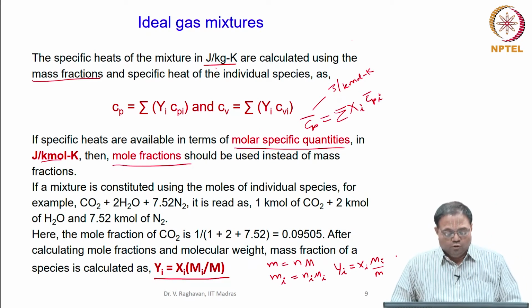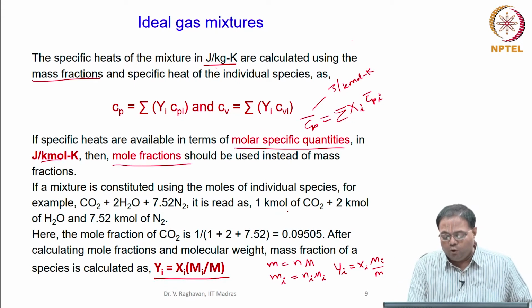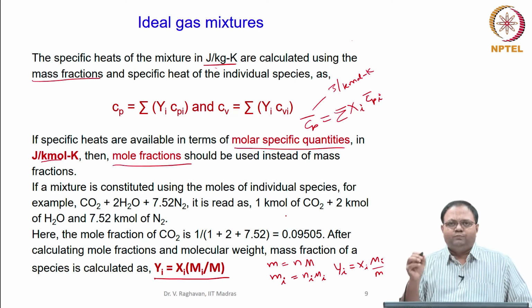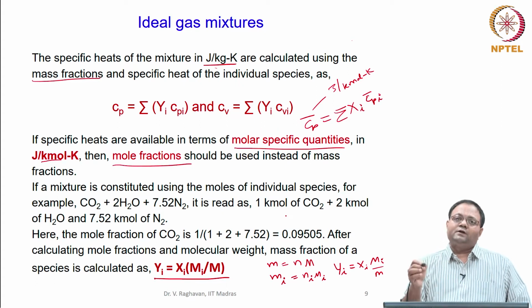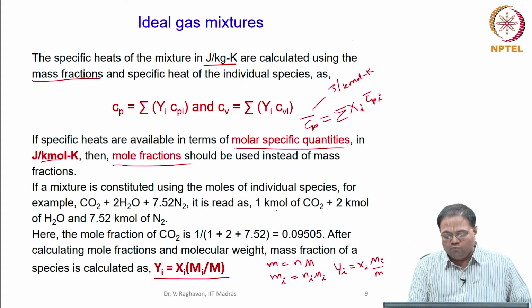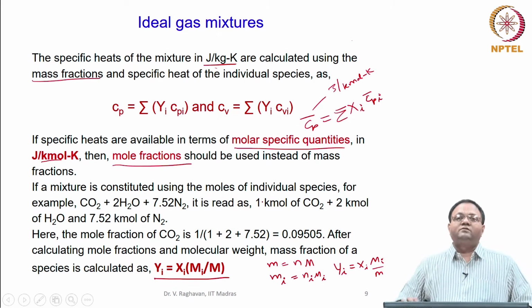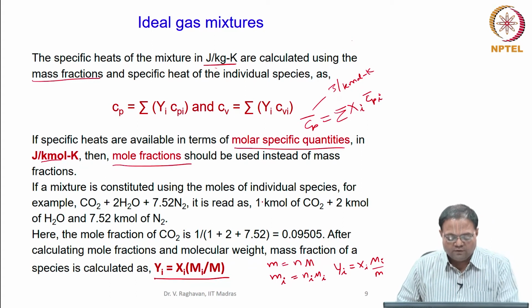Now when I write the mixture like this, I can read it as 1 kilomole. When I say mass, I only use SI units, kg. If I want to say gram or milligram, I have to say that specifically. So normally mass is represented in kg in SI units. Similarly, the number of moles is represented in kilomoles, kmol. So 1 kilomole of CO2 plus 2 kilomole of H2O plus 7.52 kilomole of N2. That is the number of moles of each component, so the equation is read like that.